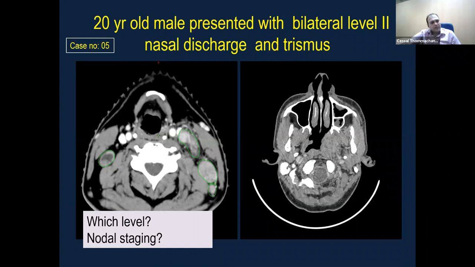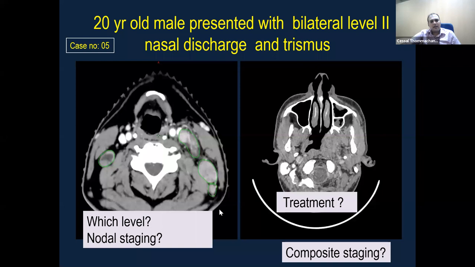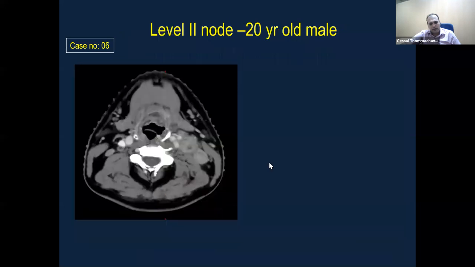N2 disease in p16 positive carcinoma nasopharynx is stage 2 disease. N2 disease in squamous cell carcinoma of head and neck, like oral cavity, larynx, and hypopharynx, is stage 4 disease. So this is a stage 3 disease, and the standard treatment is to go for chemoradiation. Recently, there is data for induction chemotherapy. For an N2 disease, it may be induction chemotherapy followed by chemoradiation.